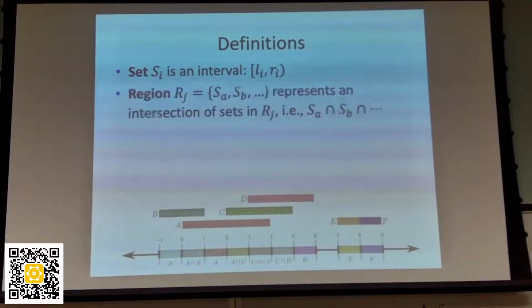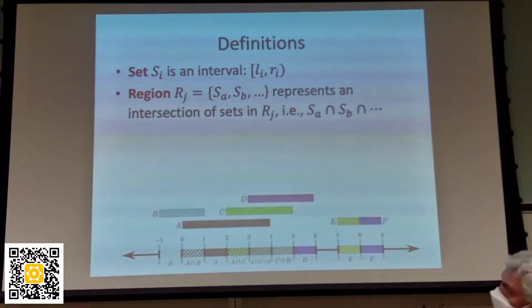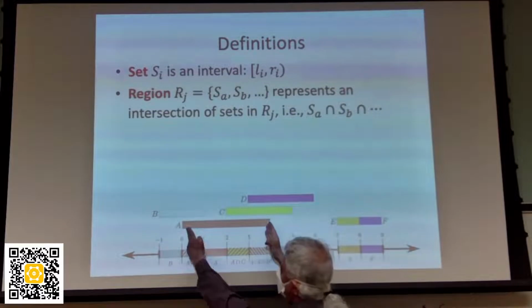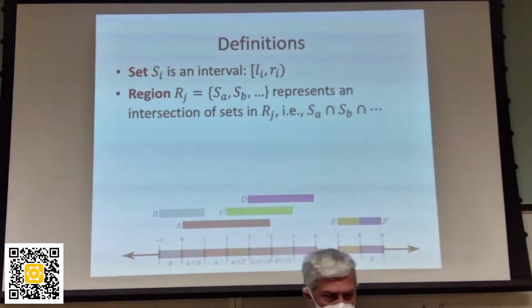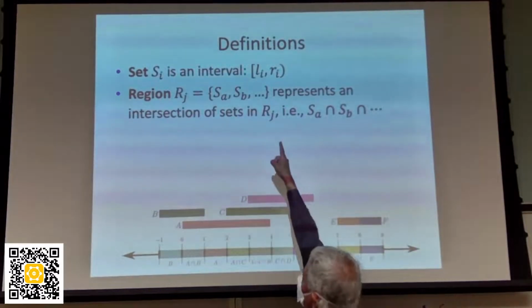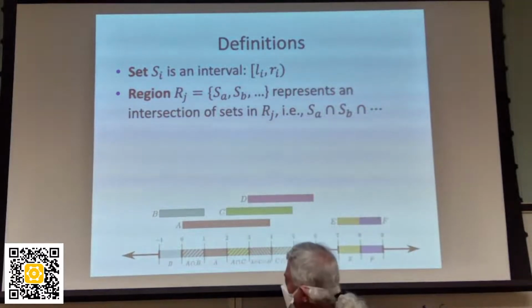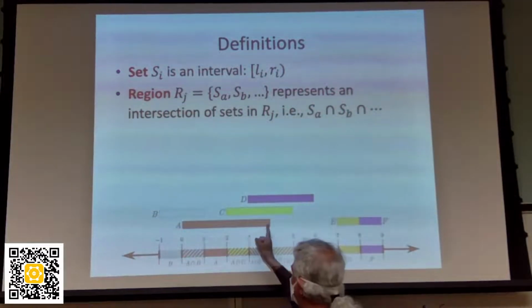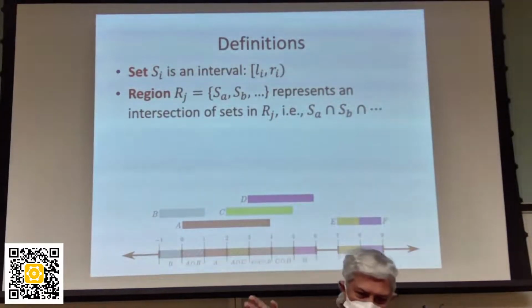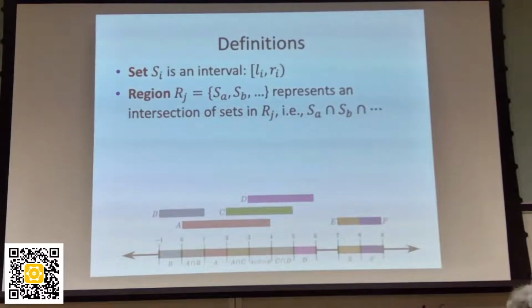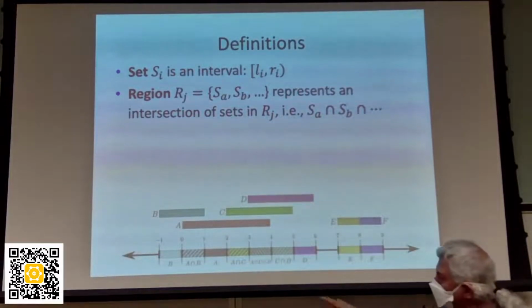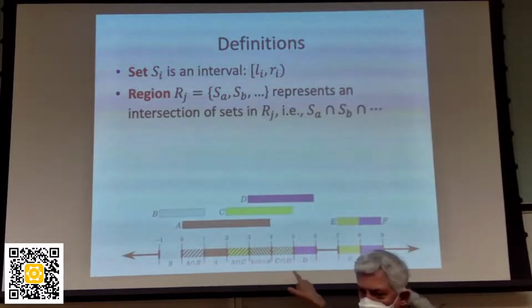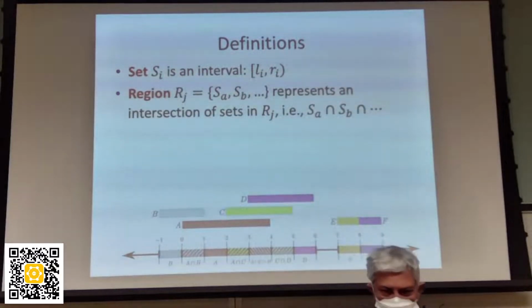All right, so here are some definitions that we already talked about. A set is one of these intervals, right? And it's written in this strange notation because it includes the left endpoint, but it doesn't include the right endpoint. That's okay, minor detail. And a region is the stuff on the line here. So it's these intersections that you get.